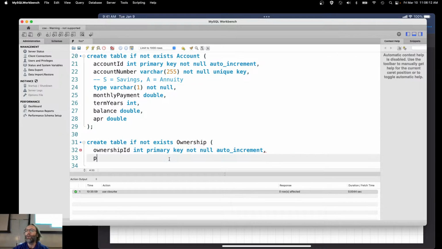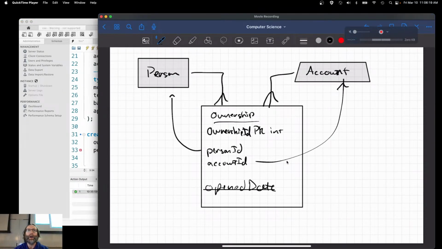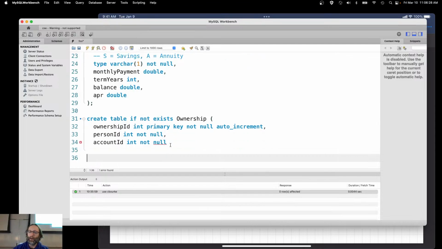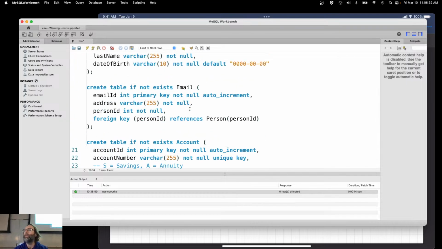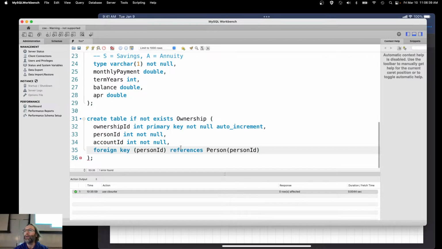Right? I also need a person ID, right? Int, not null. And I also need a, what else? An account ID, int, not null. Right? There we go. And the table. Now, these are not foreign keys yet. Remember how we did a foreign key for the email table over here? We said foreign key person ID references the person table. We'll likewise do that here. This person, the owner of the account, references the person ID.